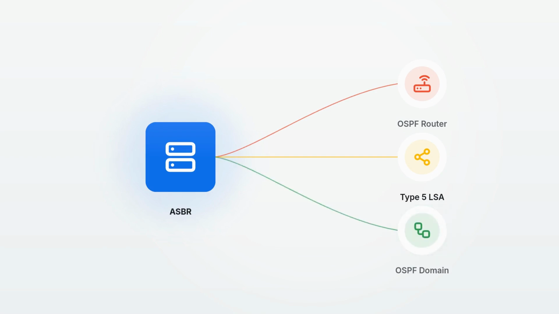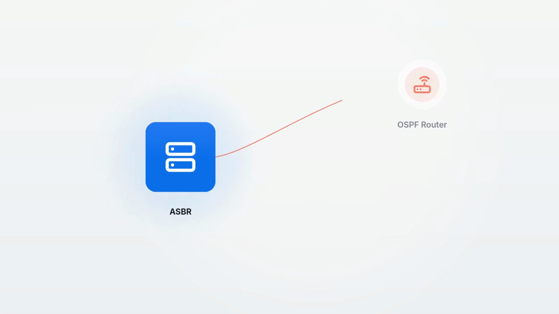Now read the diagram from the ASBR outward. The ASBR is where the outside network gets injected into OSPF, and that information is then flooded through the wider domain as a Type 5 LSA. So on the diagram, you're tracing the external source into the ASBR and then out across OSPF.